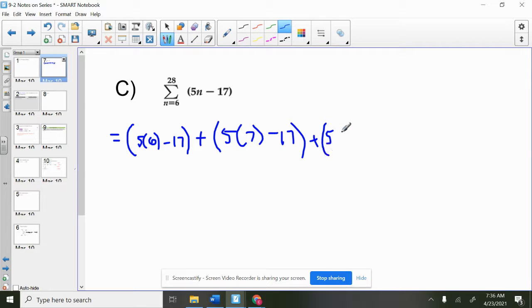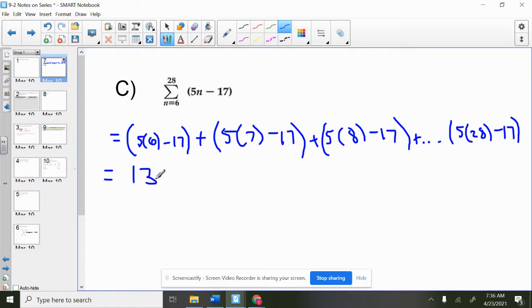So in this case, I've got 5 times 8 minus 17, and then plus dot, dot, dot. I'm going to plug in the last one, which in this case is going to be 5 times 28, and then minus 17. And so we just take a calculator at that point and say, okay, what is that going to give me? If you take any calculator you have and you do 5 times 6 and then minus 17, you're going to get 13.